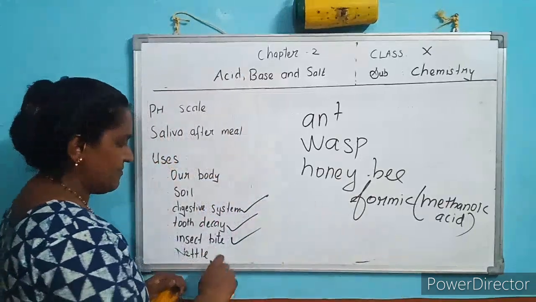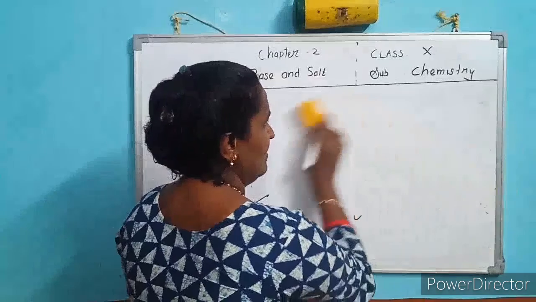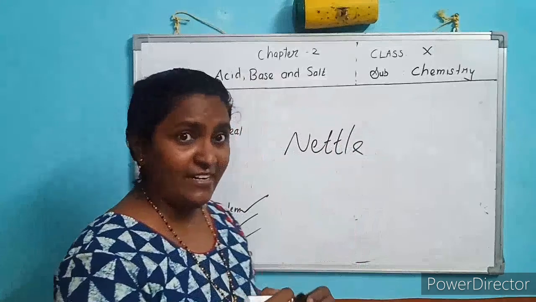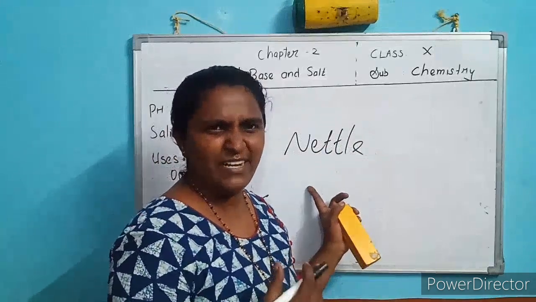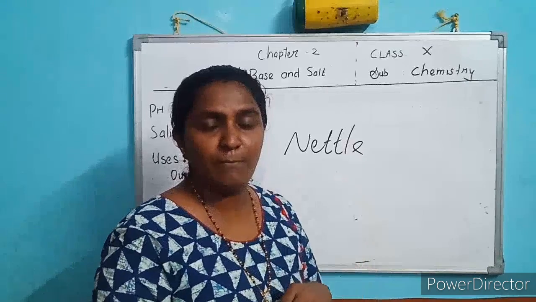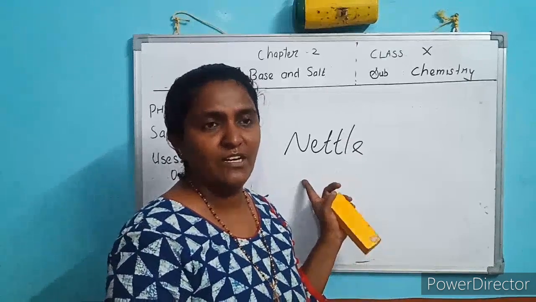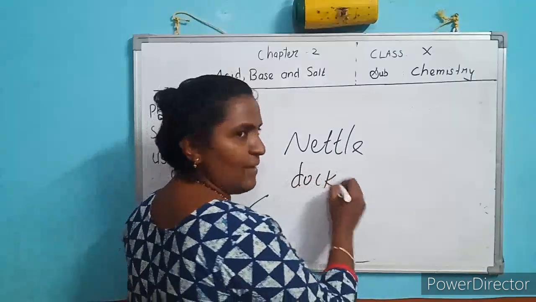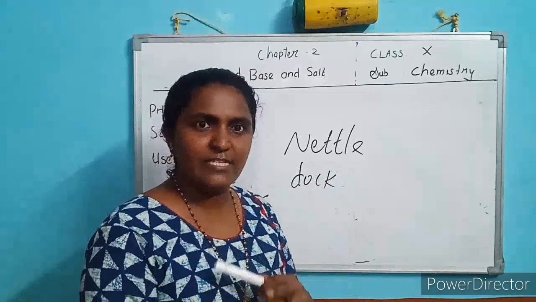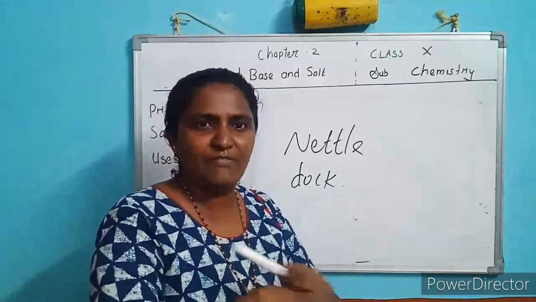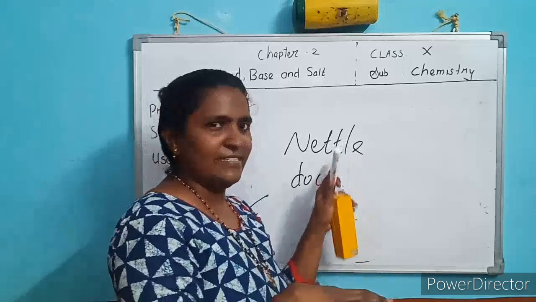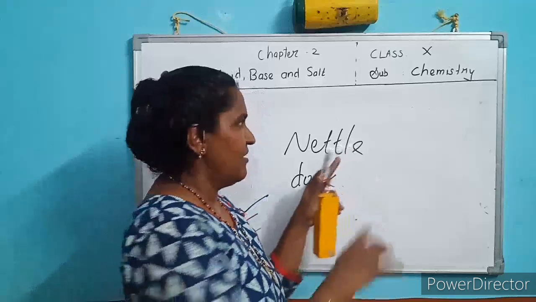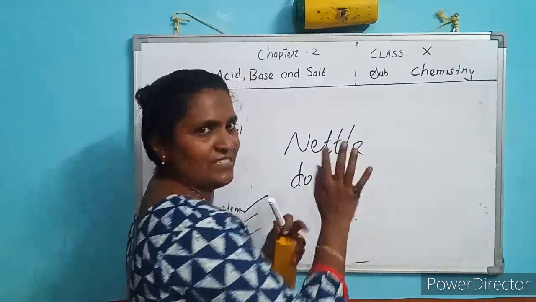Next one, there is a plant named nettle. This is a kind of weed. You can find it in the forest. By chance, if you touch this plant, you get severe pain because it produces formic acid. Another kind of plant, the dock plant, is there in the forest only, and it is a base. So immediately you go and rub with that plant. This contains acid, this contains base, so it will be neutralized. If by chance you touch the nettle and get pain, rub with this and it will be neutralized.